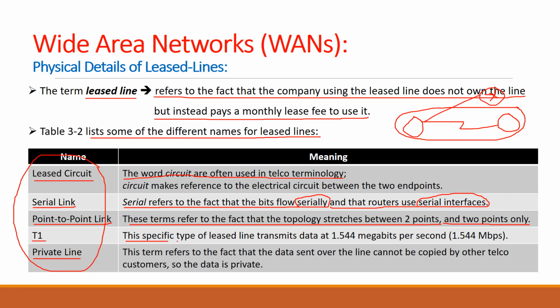T1, this specific type of leased line transmits data at 1.544 megabit per second. So this is a standard. When you hear about T1, remember that the speed of transmitting data will be 1.544 megabit per second. The name private line refers to the fact that the data sent over the line cannot be copied by other telco customers, so the data is completely private.